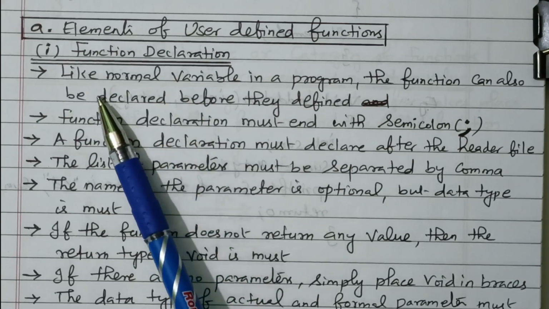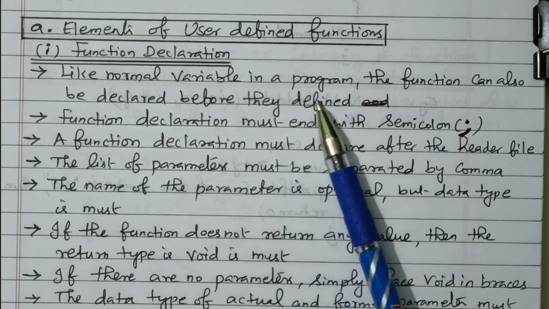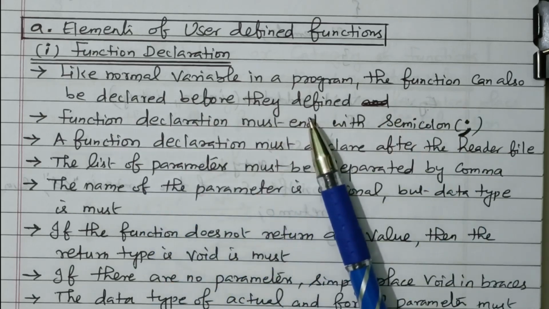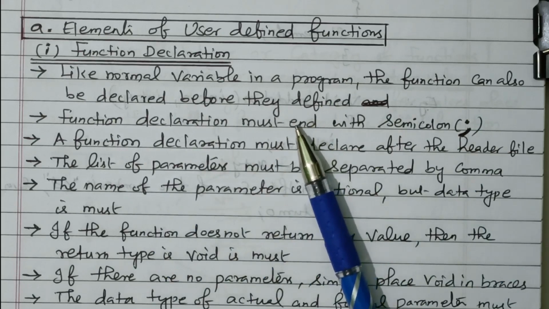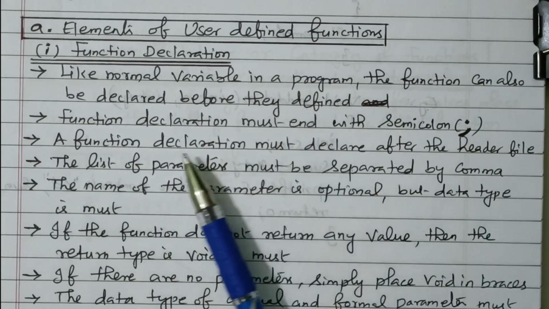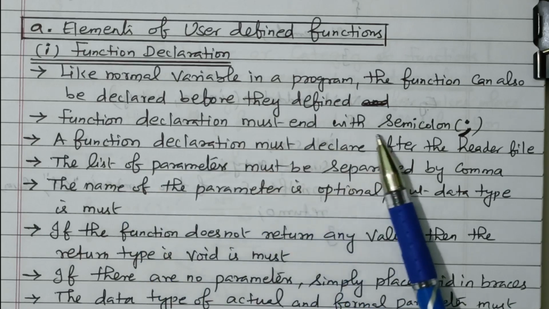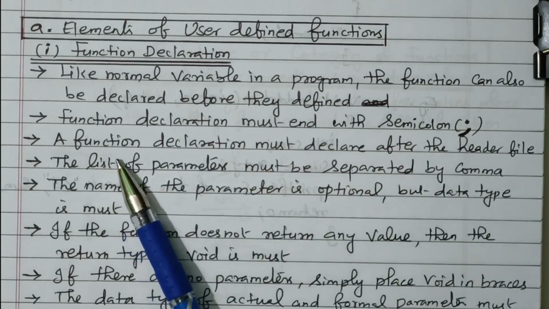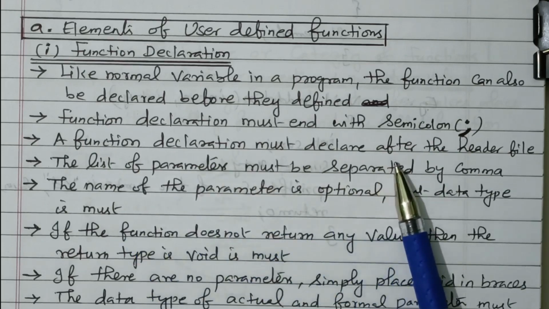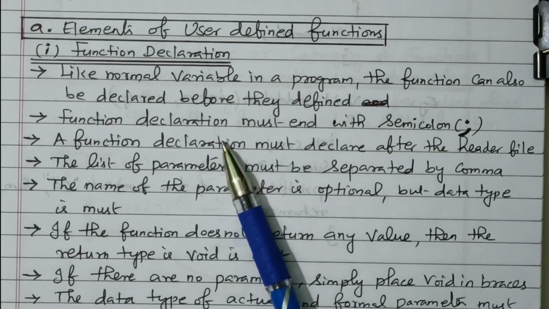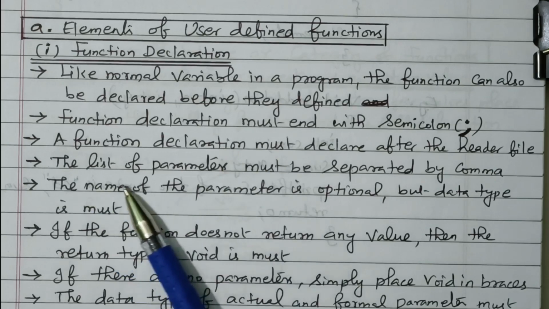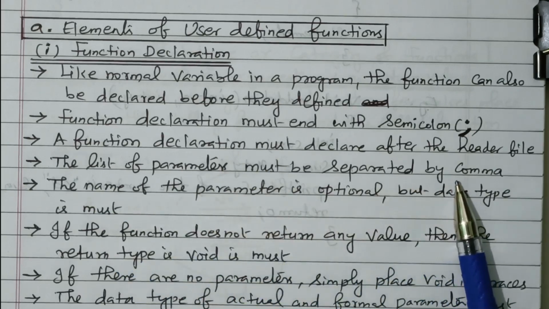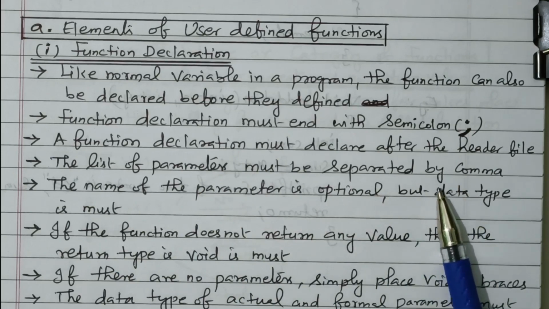Now we'll see that. Like a normal variable in a program, a function can also be declared before it is defined. So before the main program we can declare the function. Function declaration must end with a semicolon. A function declaration must come after the header file. So these are also some conditions. A list of parameters should be separated by commas. Suppose we are passing two parameters, they are separated by a comma.